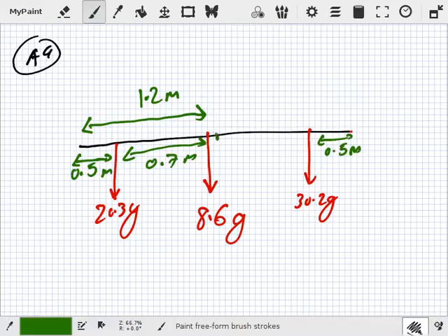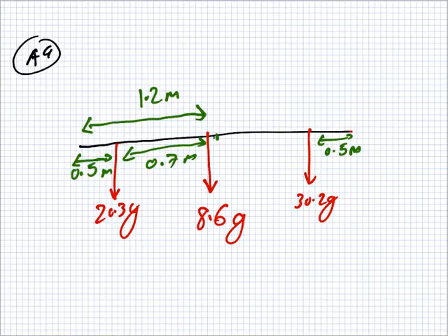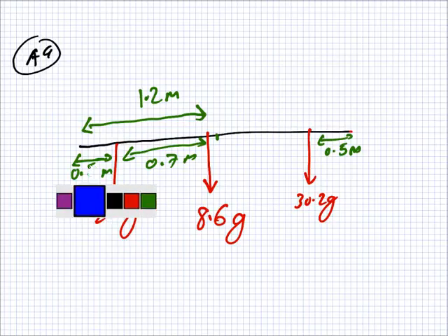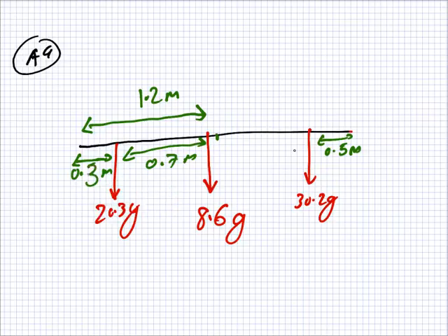It's in the middle. Oh, sorry, that's not 0.5, that's 0.3. And the other one is 0.35. So that's a 0.3, and this one here is a 0.35.